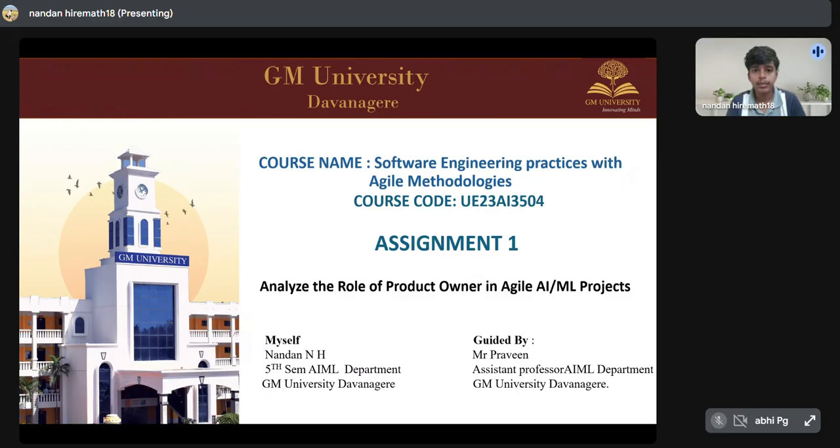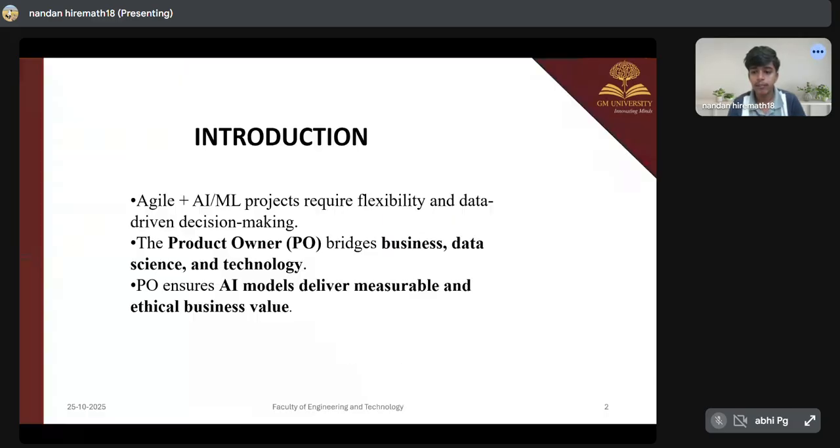I am going to explain my assignment one of course software engineer practices with agile methodology. My assignment is to analyze the role of product owner in agile AI/ML projects, guided by Praveen Sir, Assistant Professor, AML Department, GM University, Davangere.